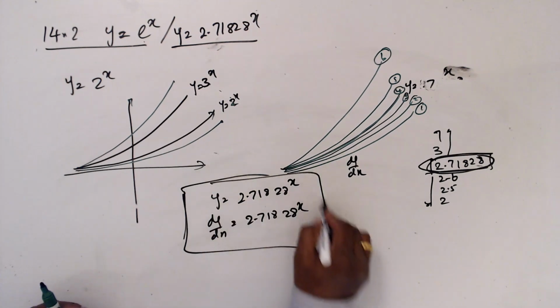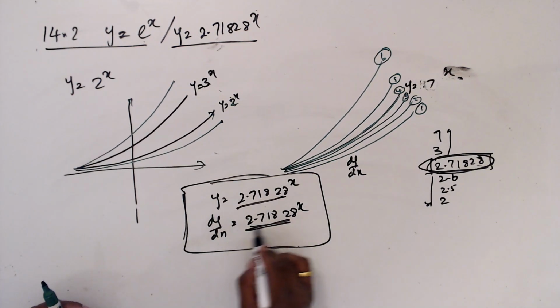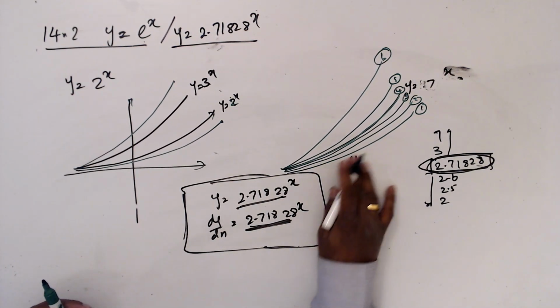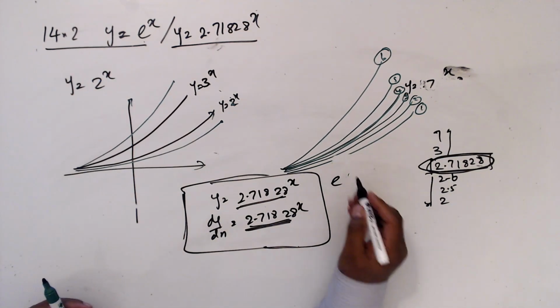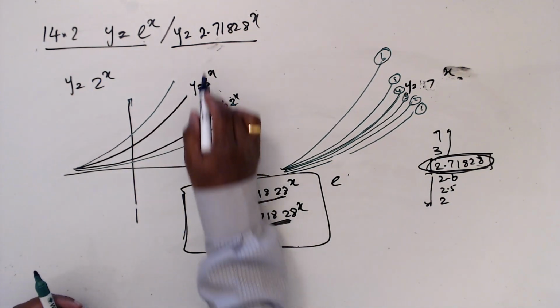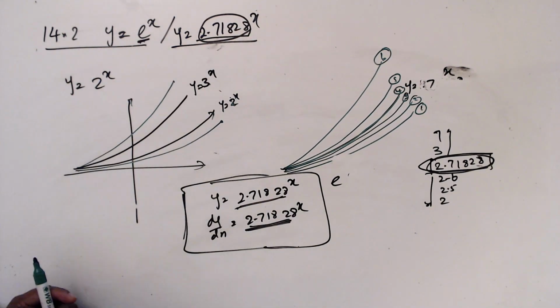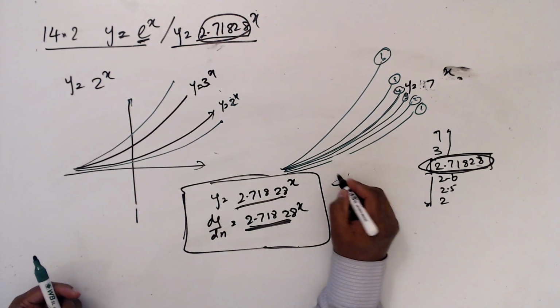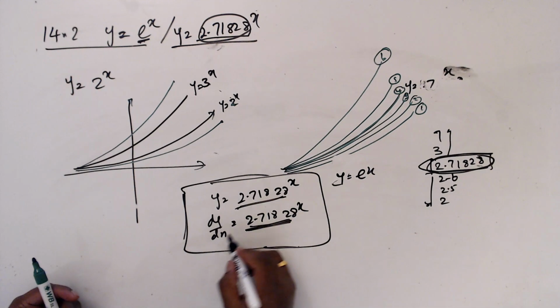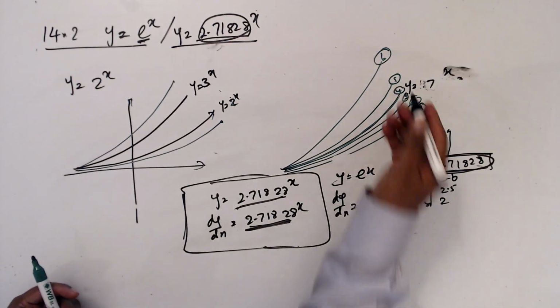Hence, they gave a symbol to this value. What is that symbol? e. So then instead of writing y equals 2.71828^x, we'll write e^x. So y equals e^x, and the gradient graph, when you differentiate this graph, it still overlaps. It is still the same.